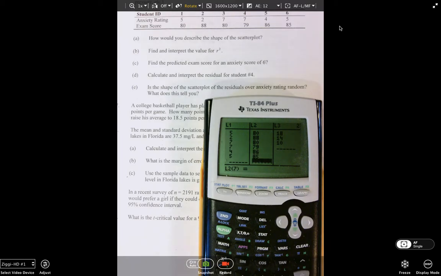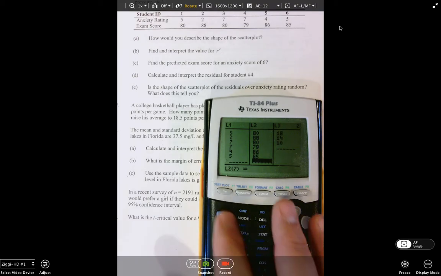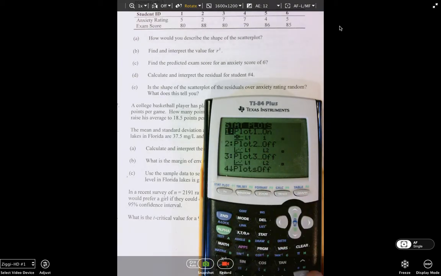Okay. Now, first thing, how would you describe the shape of the scatter plot? Well, we need to get one. So first thing I want to do, make sure I don't get any issues, is make sure your plot 2 and plot 3 are turned off. Now, if one of these is turned on, the easiest thing you could do is just hit the number 4 and then hit enter, and it'll say done, and that'll turn everything off. And I'll tell you what, let's just go ahead and do that because I don't want you guys getting into a situation where that would happen.